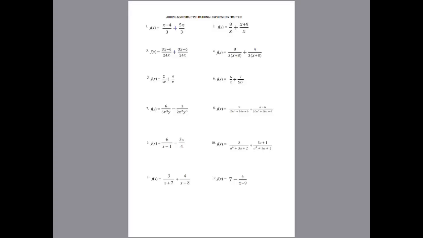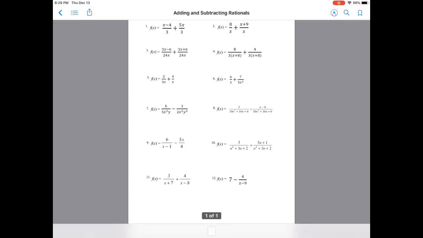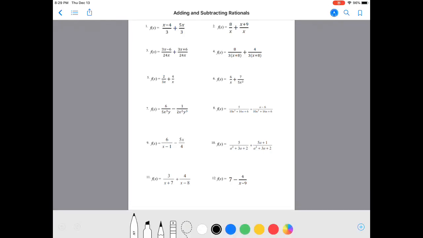Hopefully you feel ready to try some of these on your own now. So the substitute is going to give you a worksheet, and I want you to try the odd numbers on the left side of the page. So odd numbers 1 through 11. Give those a try and see what you can get based on the lesson today.